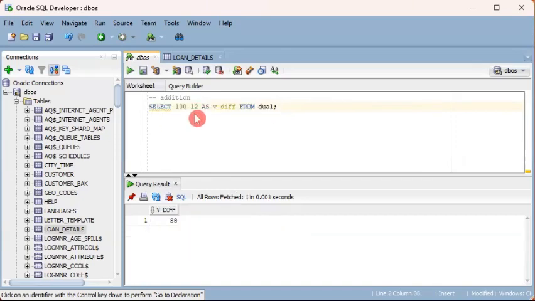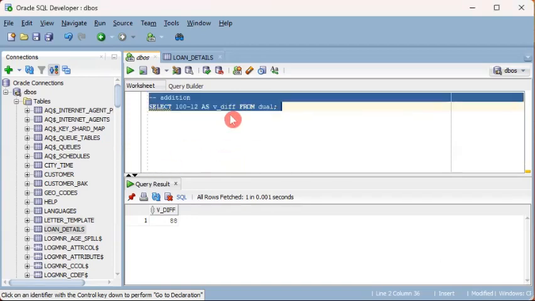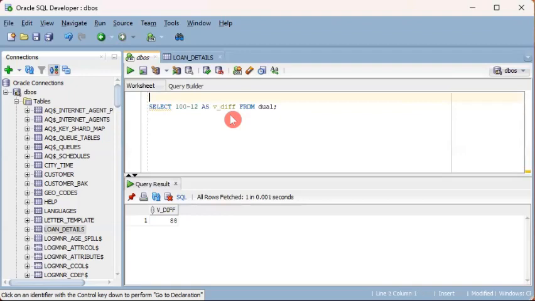So 100 minus 12 is 88. You see the answer here, and this is just the alias for the column result. So that is using hard-coded values, 100 and 12. Again, similarly, we can use a column value instead of purely using hard-coded values. Let me get that and paste it in here. This is no longer addition, sorry, this is subtraction.